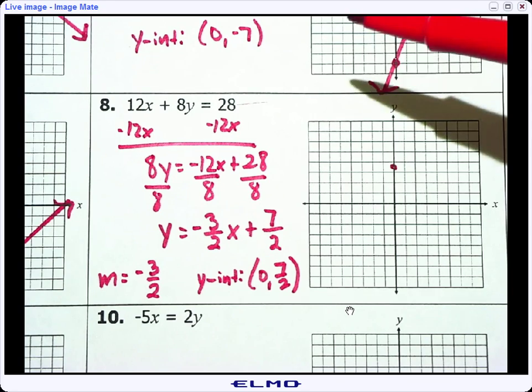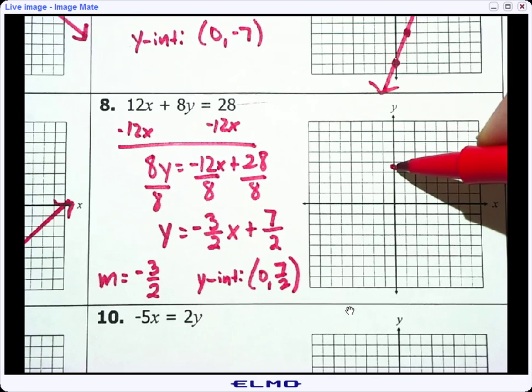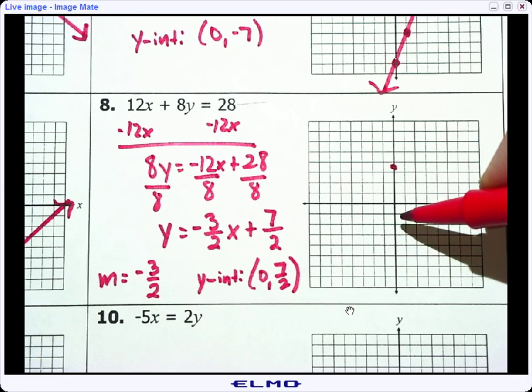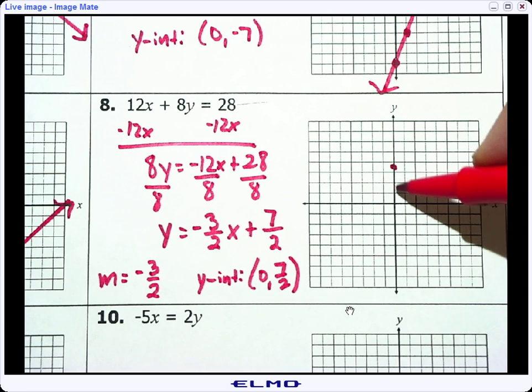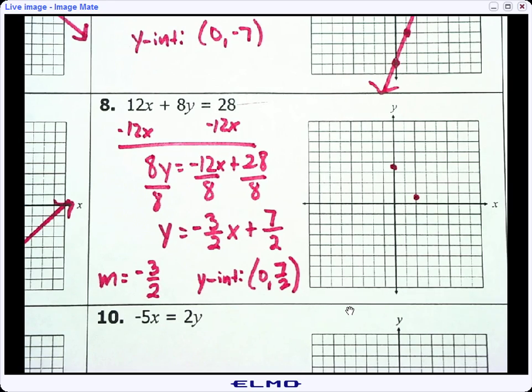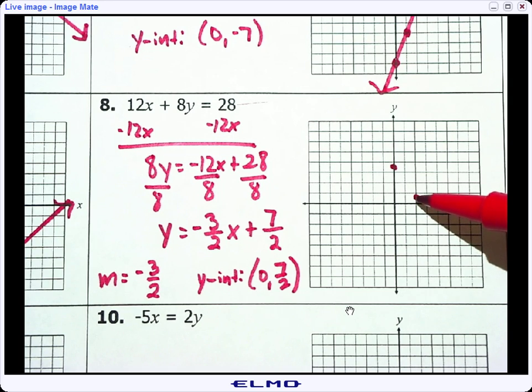From there, we're going to go down 3 and over 2. Just keep in mind that we are in between. So when I go down 3, I'm going to stay in between. So down 1, 2, 3, and then over 2. 1, 2. That would be my next point. If I needed another one, same thing, staying in between. 1, 2, 3, over 2.